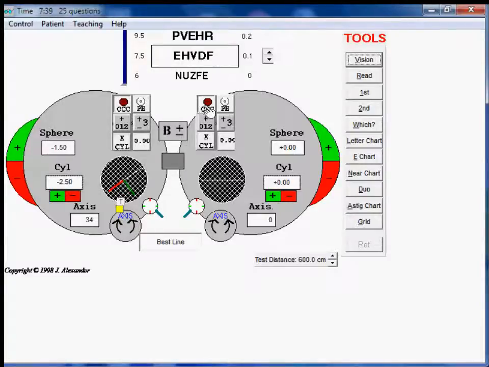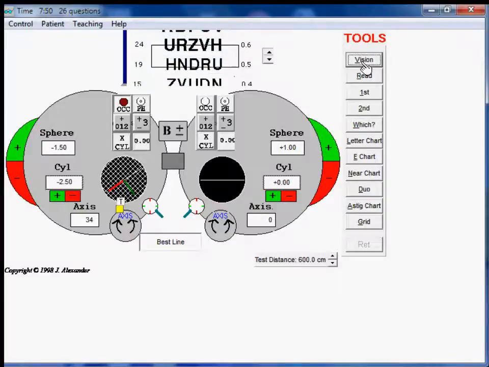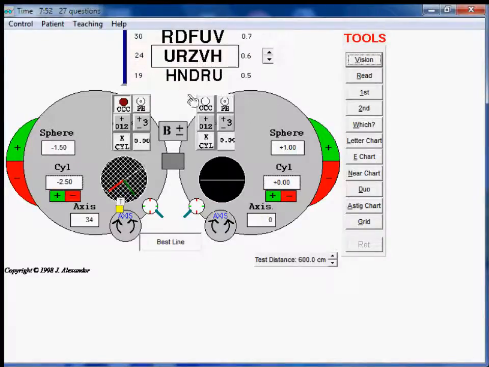Now we move on to the second eye. We do the same thing. We check its vision. Its vision is pretty clear. So I'm going to add a 1 diopter sphere. And it's gotten worse. So we reduce the 1 diopter sphere.